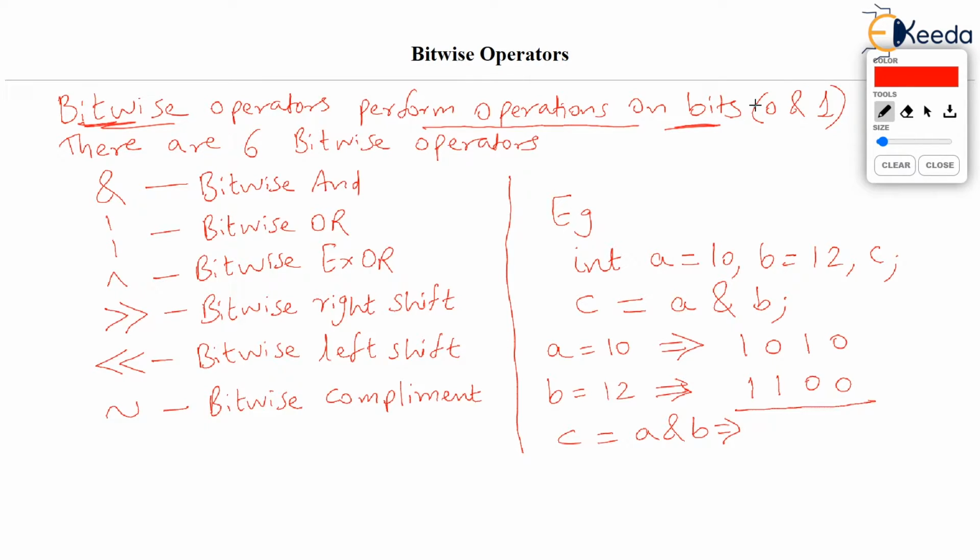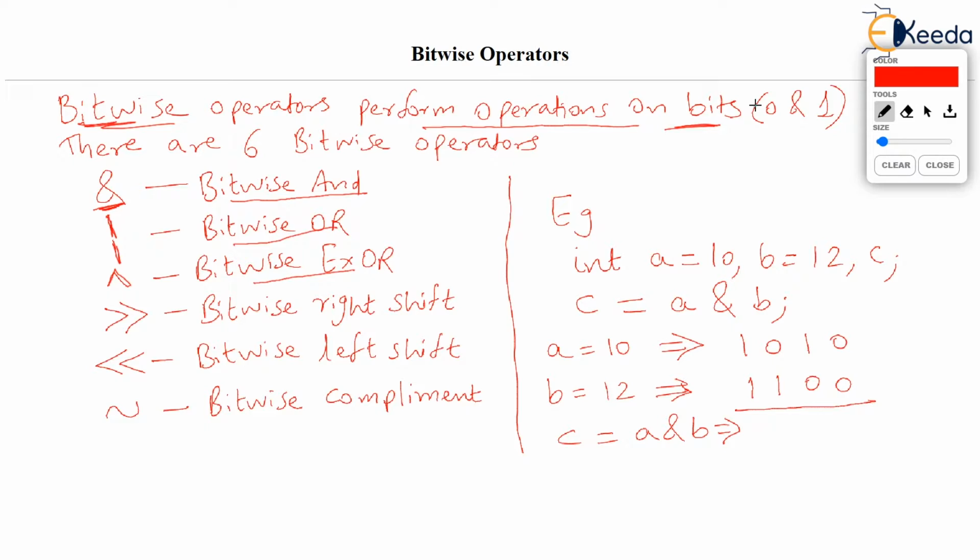Well, there are 6 bitwise operators in C language. The single ampersand symbol stands for bitwise AND. This pipe symbol, vertical line, stands for bitwise OR. Then we have this cap symbol, which stands for bitwise XOR.